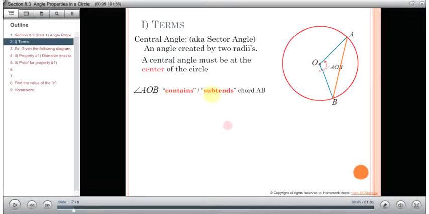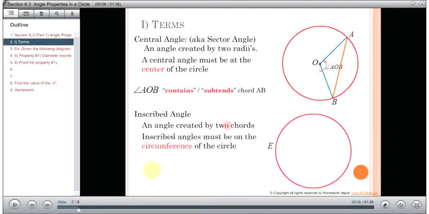And there are all those fancy words like subtends and stuff like that. So the chord AB subtends that angle. The other angle is called an inscribed angle, and inscribed angles are on the outside, or the circumference, of the circle. An inscribed angle is created by two chords. It looks something like this.